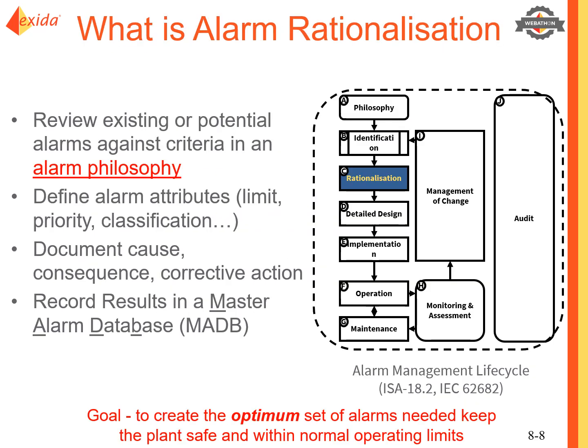So we're on to the first step of rationalization, and the goal here is to create the optimum set of alarms needed to control the process and keep the plant safe. Now we do that by looking at our existing databases, and we review and analyze them to make sure that they meet the requirements of being an alarm. Does it indicate an abnormal condition? Does it need an operator action? Is it unique? Or are there other alarms that indicate the same condition?